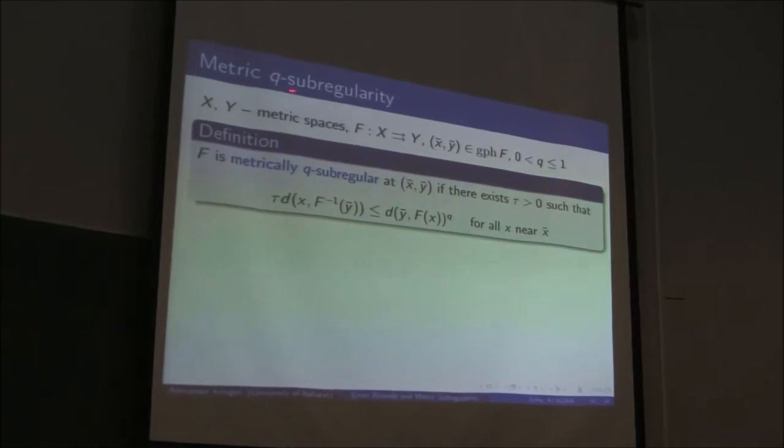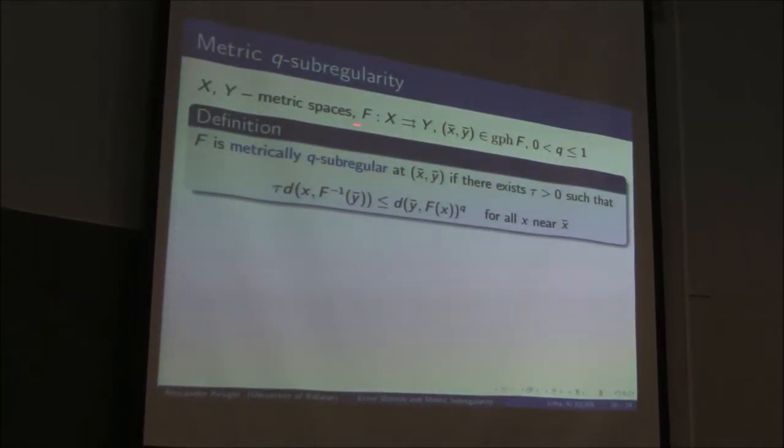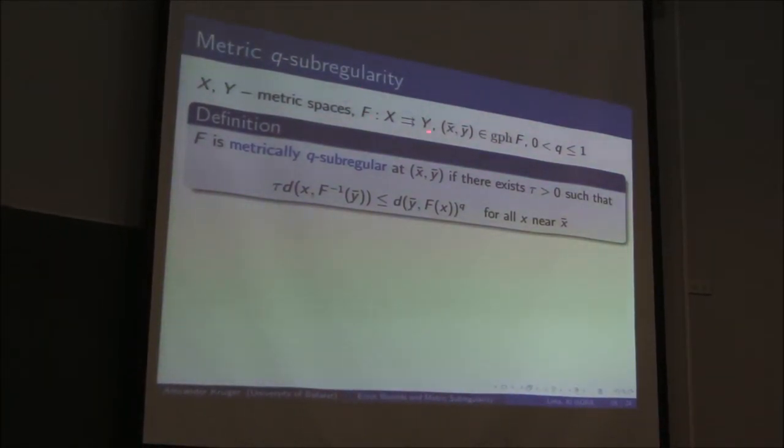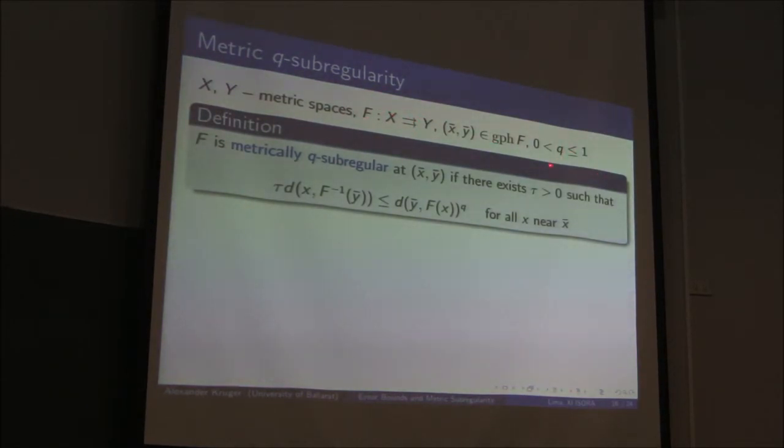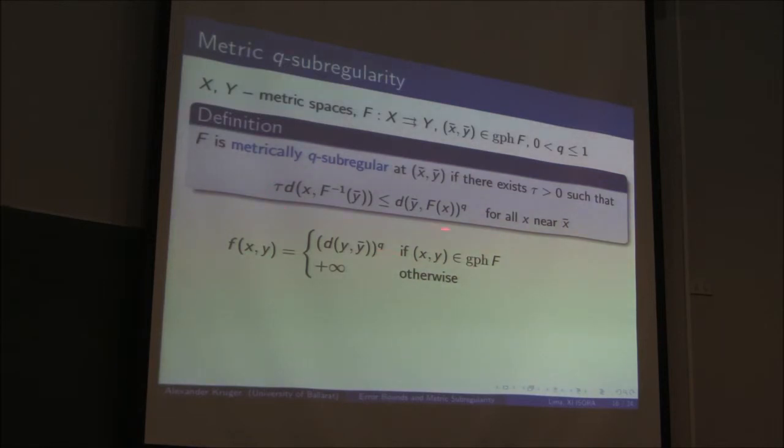So subregularity and even Q subregularity. The setting of metric spaces, the set-valued mapping, and Q between 0 and 1 included. This is the property. Compared to usual metric subregularity, we have Q here. It's easy to see that this property is now really a particular case of this extended version of error bounds for functions of two variables. I suggest defining the function this way.